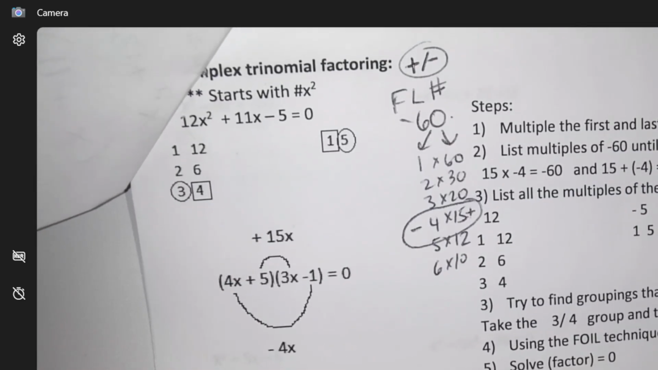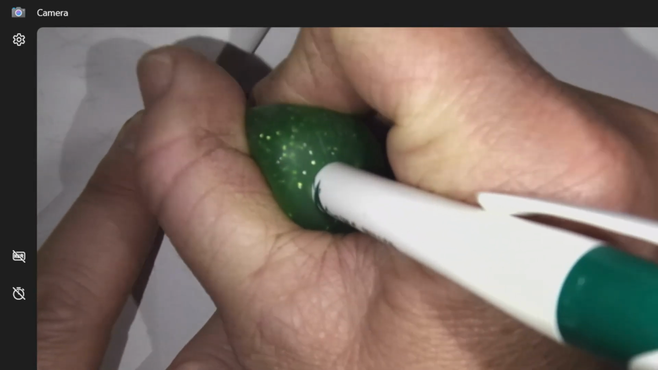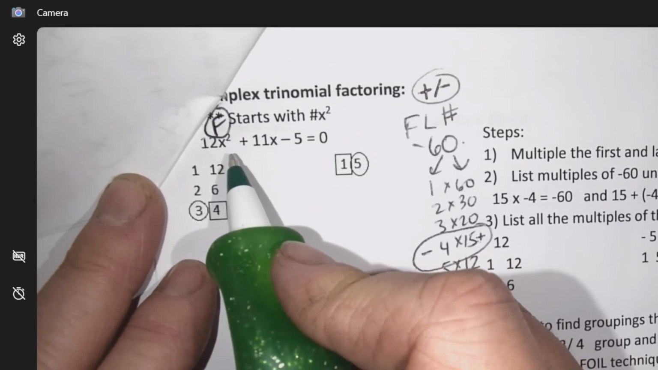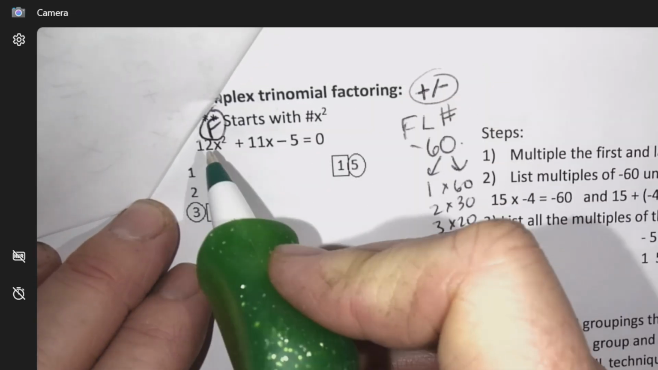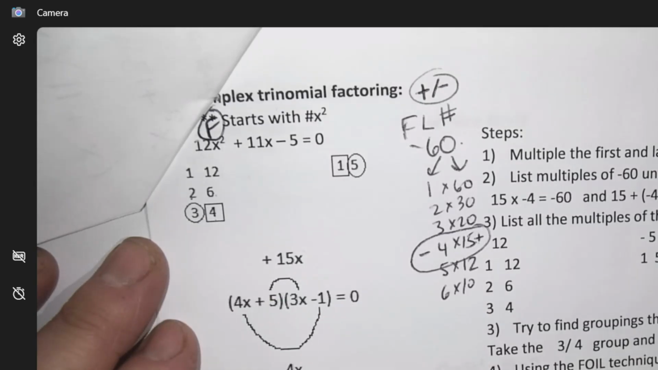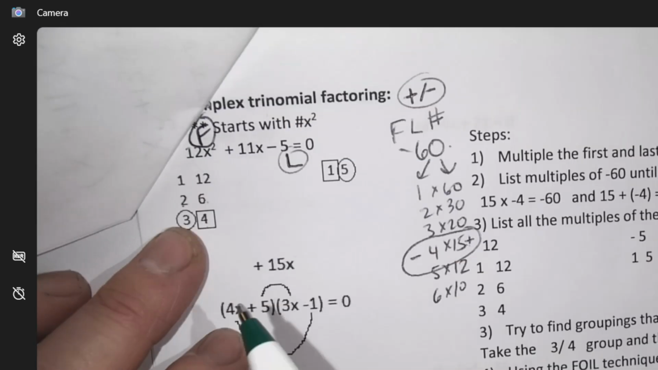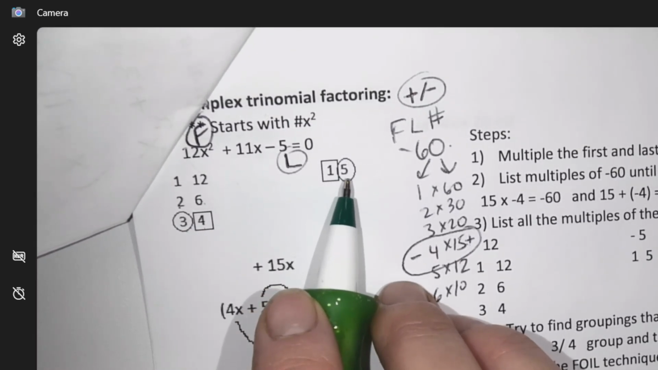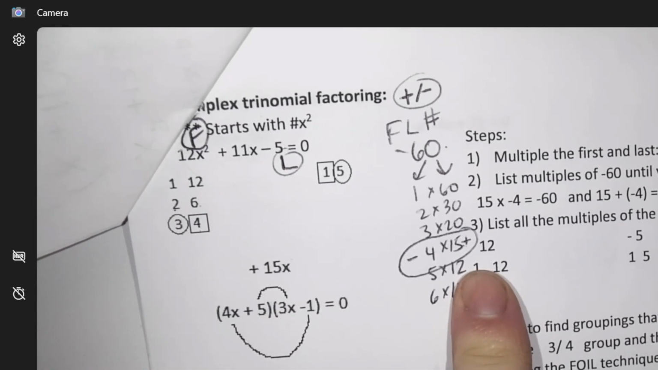Okay. Now, what I did was I listed everything possible that I could do to get my F. So how could I have ever made a 12x squared? I could do 1x times 12x, 2x times 6x, or 3x times 4x. Then I figured out what could I possibly do to get my L. 1 times 5 is the only thing. Then the rest is like a puzzle. So now I'm trying to puzzle my groups together to make a 4 and a 15.